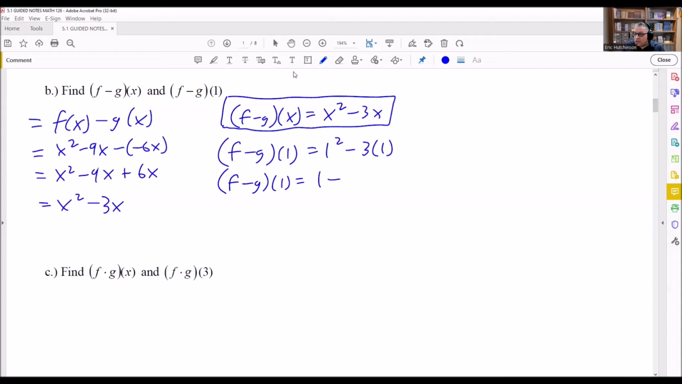So this is 1 minus 3. Do the exponent and we do the multiplication. Here would be the final answer they're looking for. It's going to be negative 2. So I can box in this answer. So now here are the two answers we're looking for, f minus g of x and f minus g of 1. Those would be our two answers for part B.